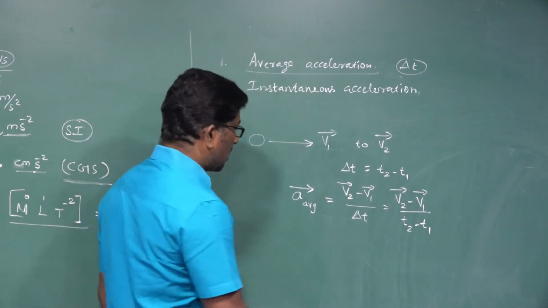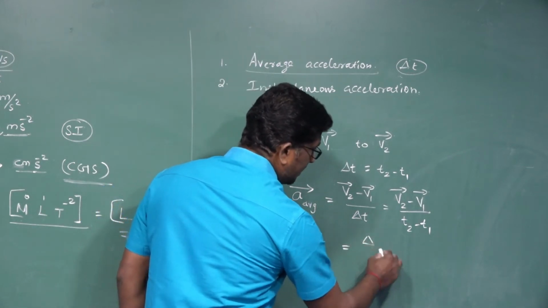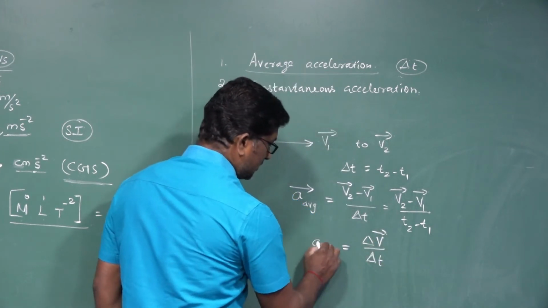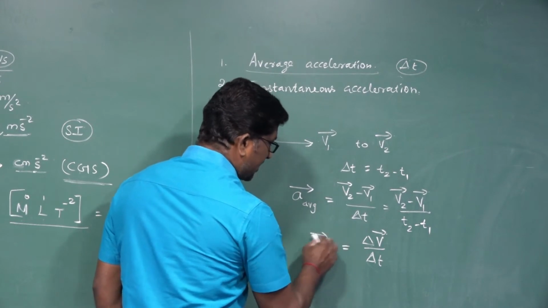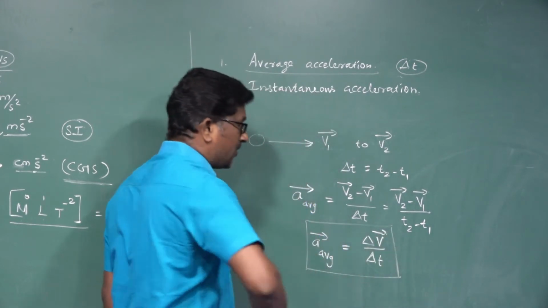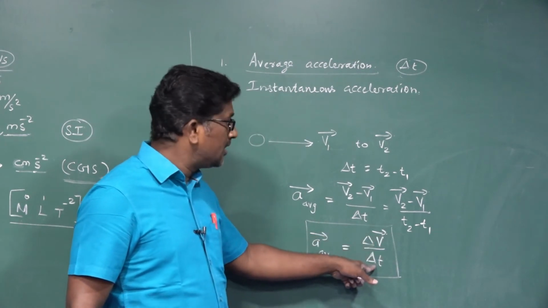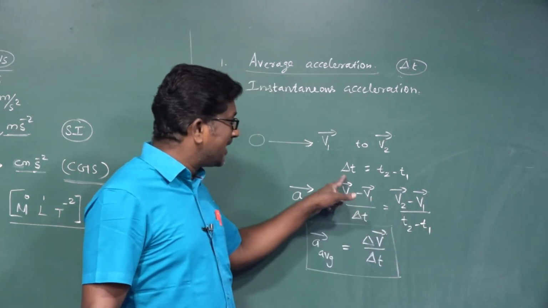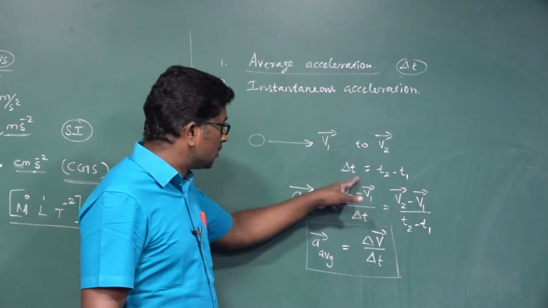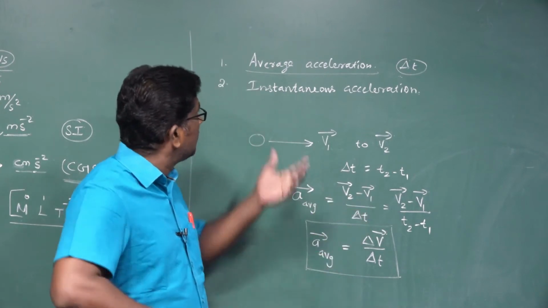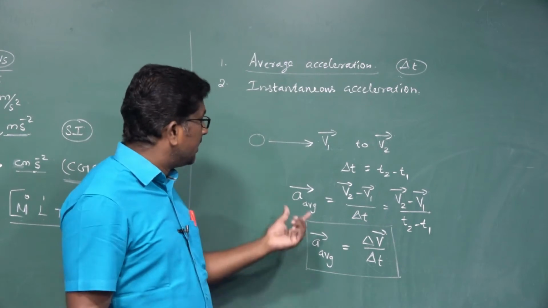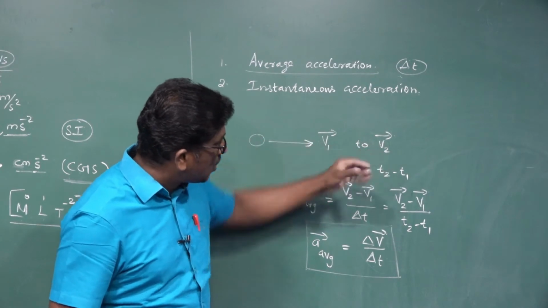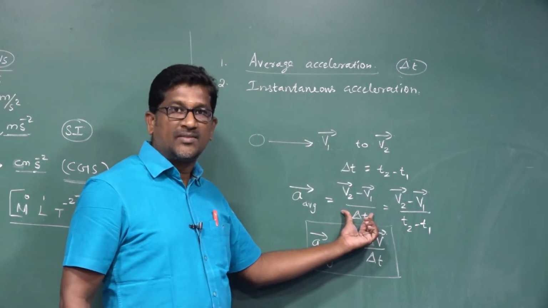Or del v vector divided by del t. So average acceleration is given by the formula del v vector divided by del t, or v2 vector minus v1 vector divided by t2 minus t1, or v2 vector minus v1 vector divided by del t. So from this equation, average acceleration is defined as the ratio of change in velocity over the time interval del t.